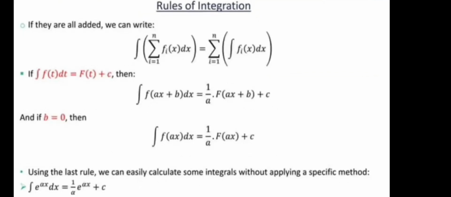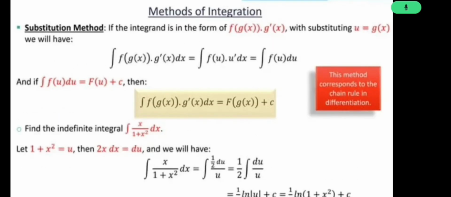Rules of integration. If they are all added, we can write: if the integral of f of t dt equals F of t plus c, then the integral of f of at plus b dt equals 1 by a times F of at plus b plus c. And if b equals 0, then using the last rule we can easily calculate some integrals without applying a specific method. Methods of integration. Substitution method.